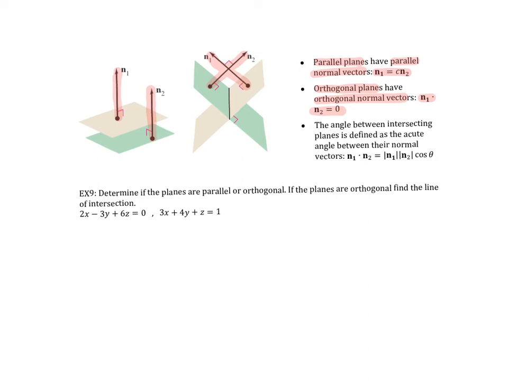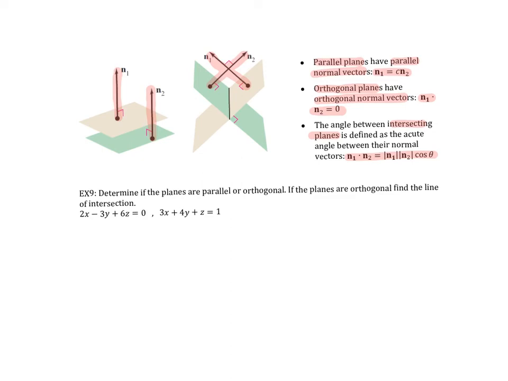The angle between intersecting planes here, this last bullet, is defined as the acute angle, so the smallest angle between their normal vectors. To find that, you would just use the definition of a dot product, because that has cosine of theta. So all you would have to do is divide both sides by the magnitude of the two vectors and then take cosine inverse.